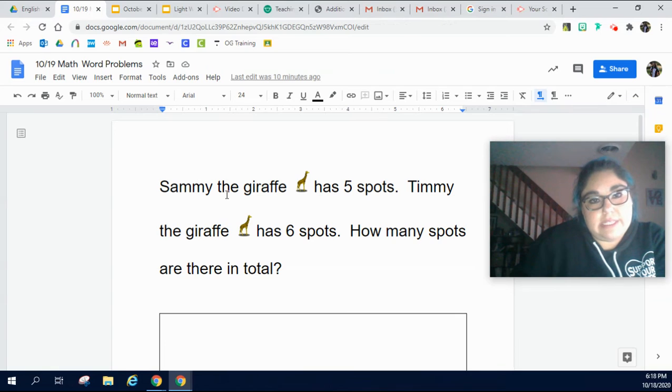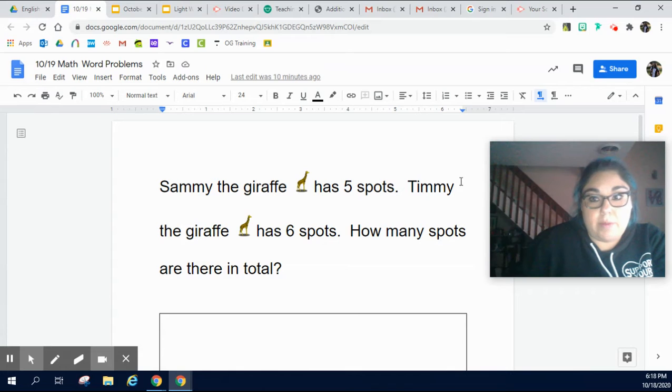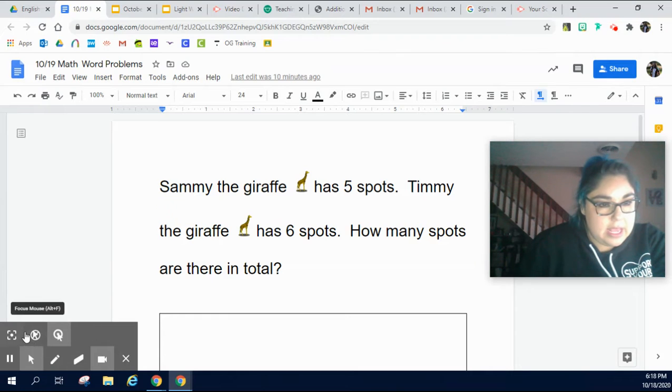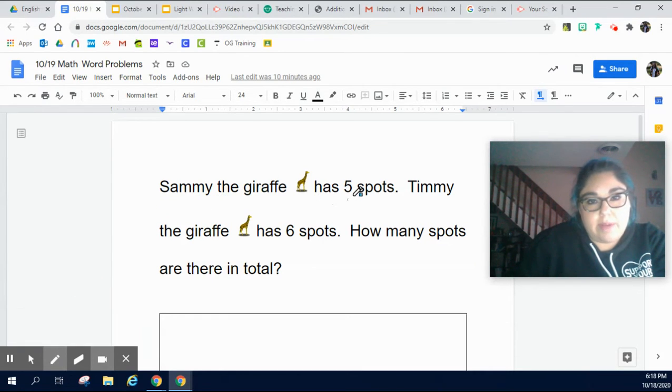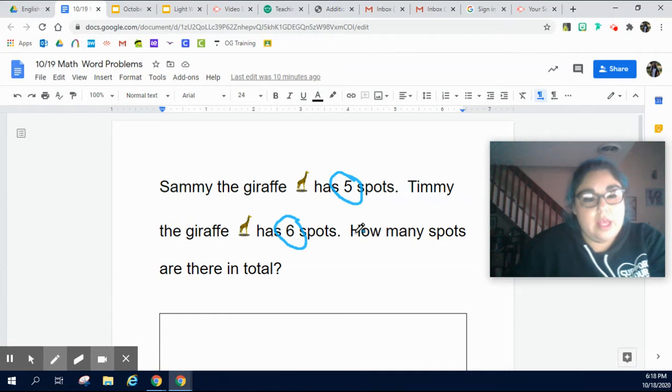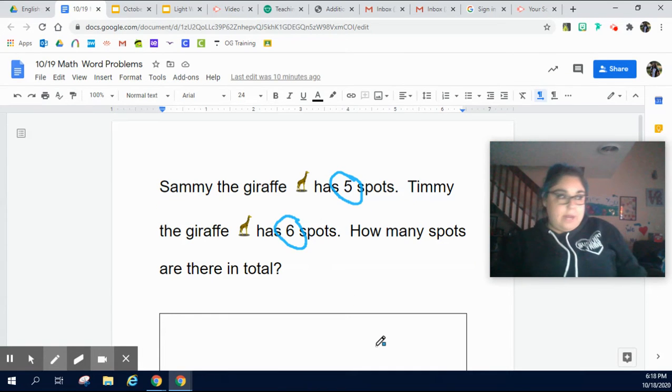So the first one says Sammy the giraffe has 5 spots. Timmy the giraffe has 6 spots. How many spots are there in total? So we did the first thing, we read it, right? Now we're going to circle the important numbers. So I'm going to circle the 5 and I'm going to circle the 6, okay?